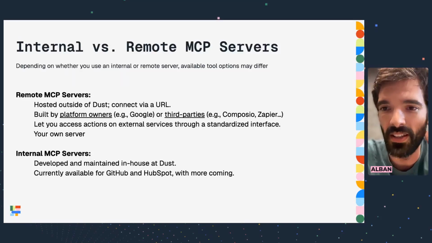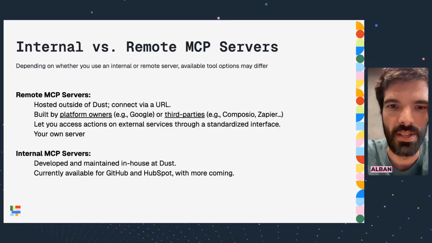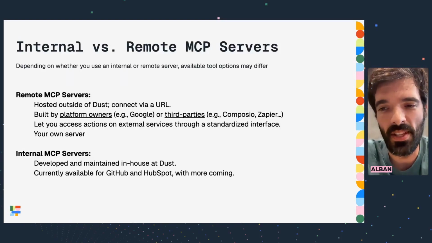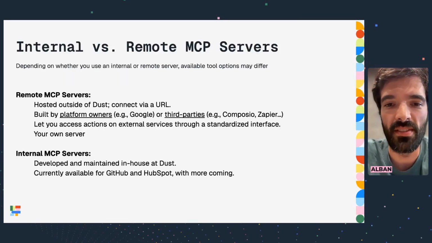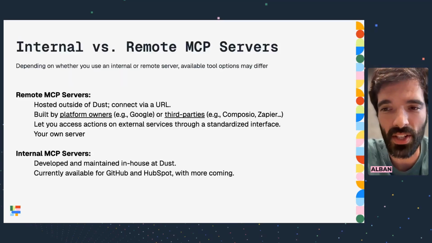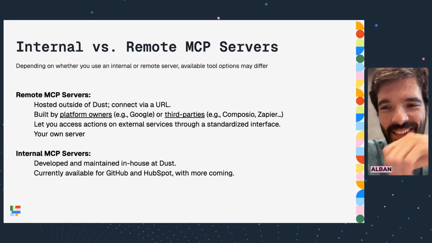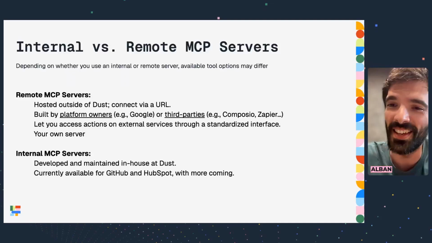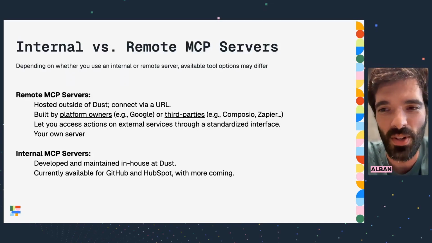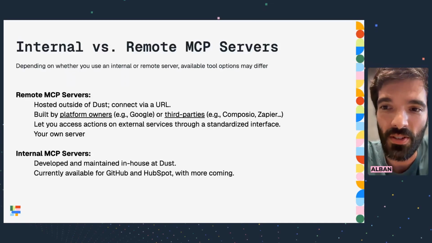There's a bunch of companies that try to build as many MCP servers as they can to make sure that everybody can connect through MCP. It uses the standardized MCP interface to let you do actions on any of those connections. Or you can also create your own server, and that's what we're going to try to do today: create our own server that a Dust agent will use to create stuff in a custom backend.